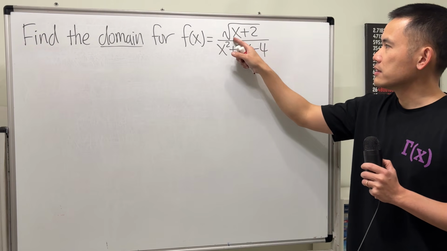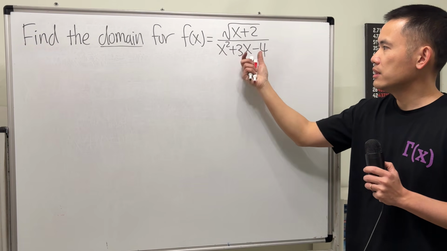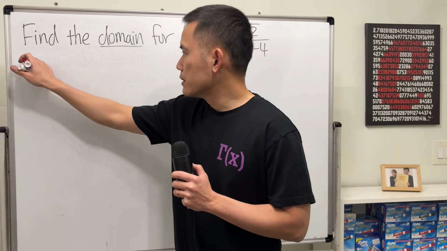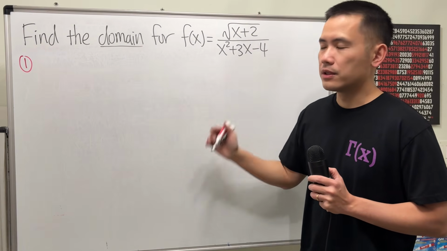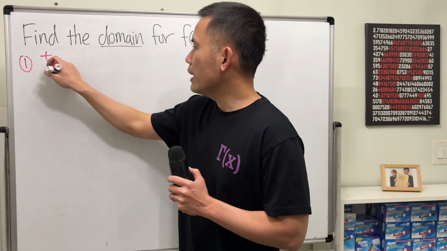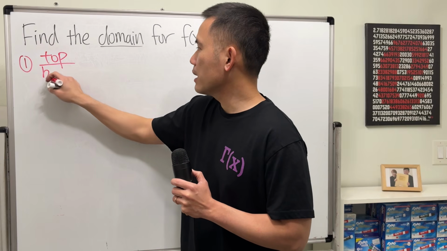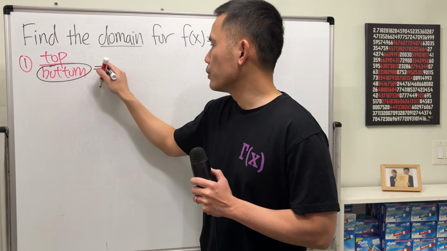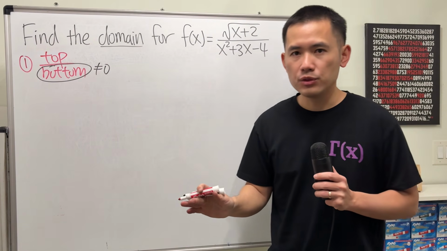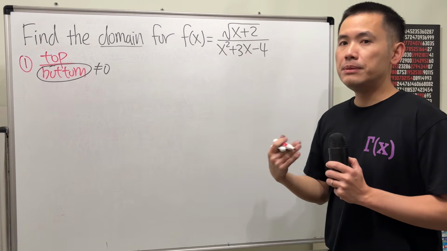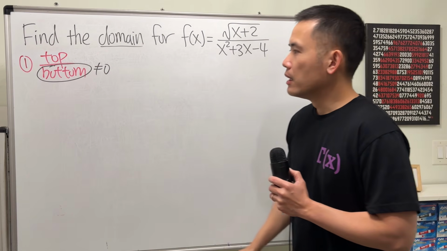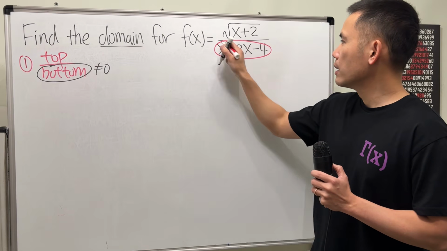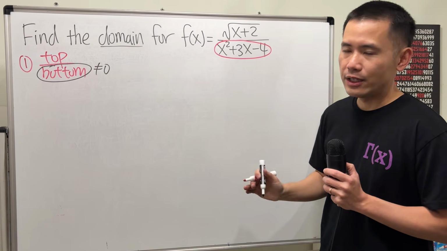We have a square root of something inside, and then we have an expression in the denominator. So there are two things for us to worry about. First things first, let's take care of the denominator. Whenever we have a top expression over a bottom expression, we have to make sure that the bottom is not equal to 0, because we cannot divide by 0. Does the top matter? It depends on what we have on the top. But just because of this, I'm going to look at the bottom and make sure that it's not equal to 0.